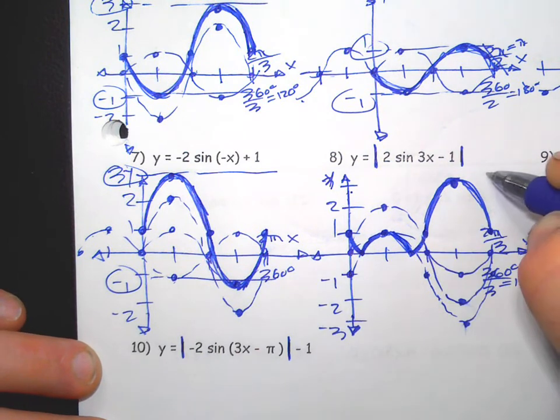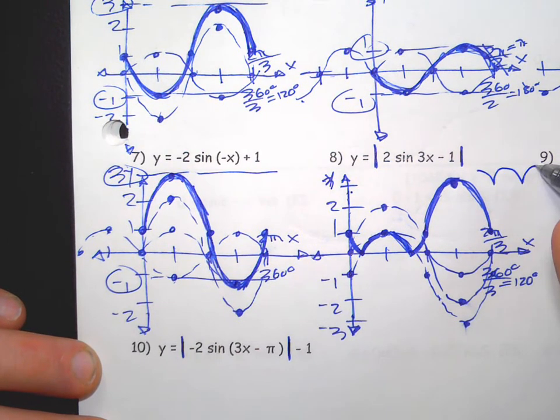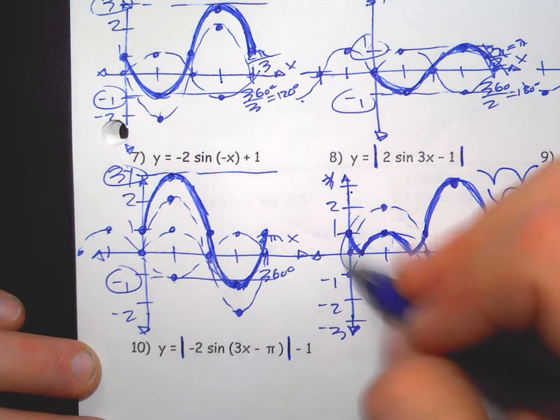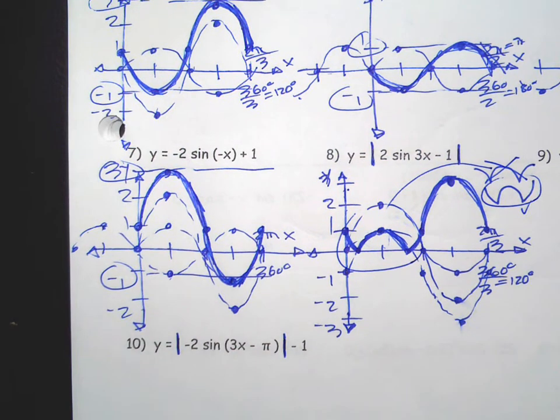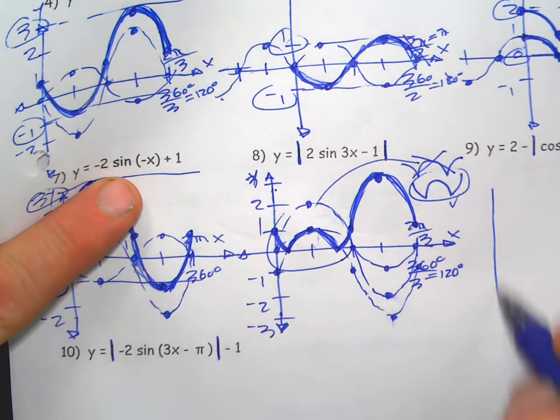I don't want to see this. I want to see this at this area right here. I don't want to see that. I want to see that. I want you to get that curve right. But that's it. That's one period worth. That's what that graph looks like. Okay, next one.